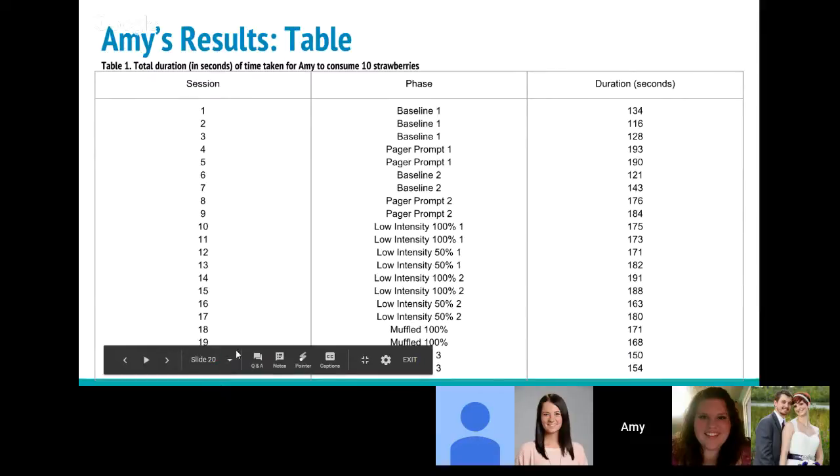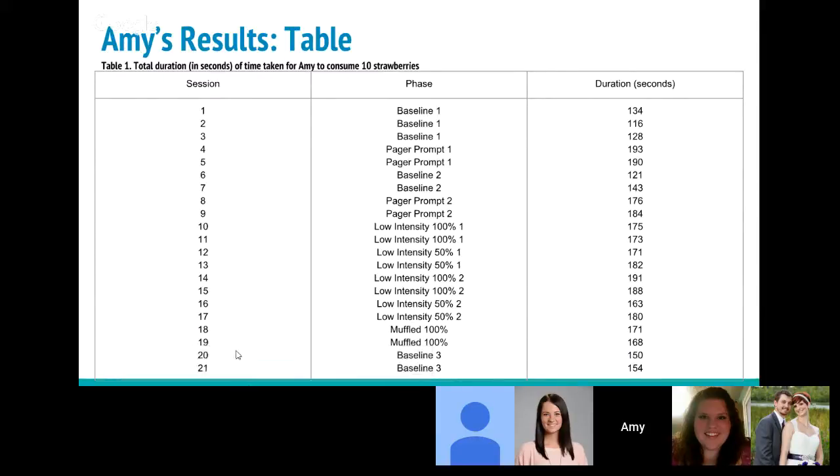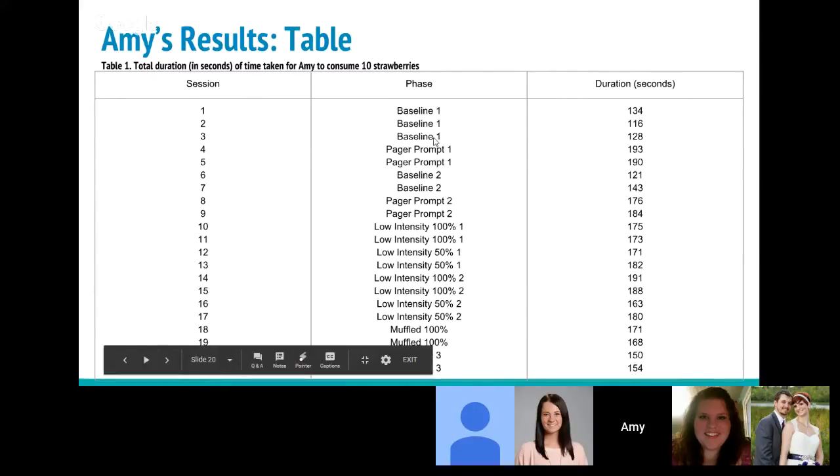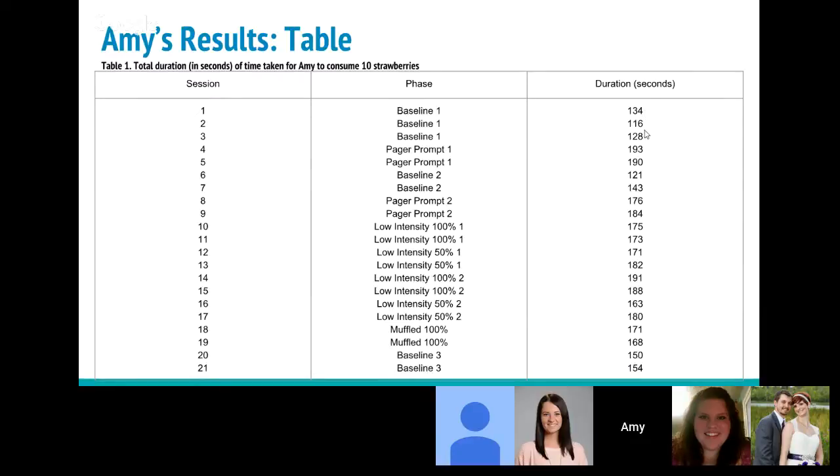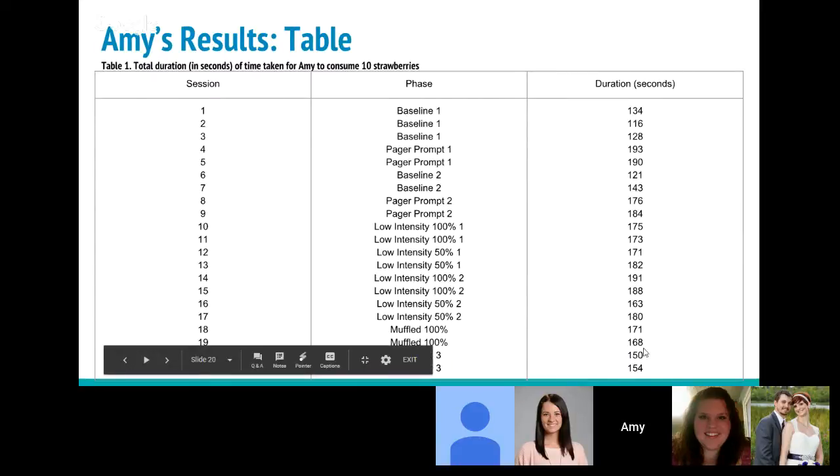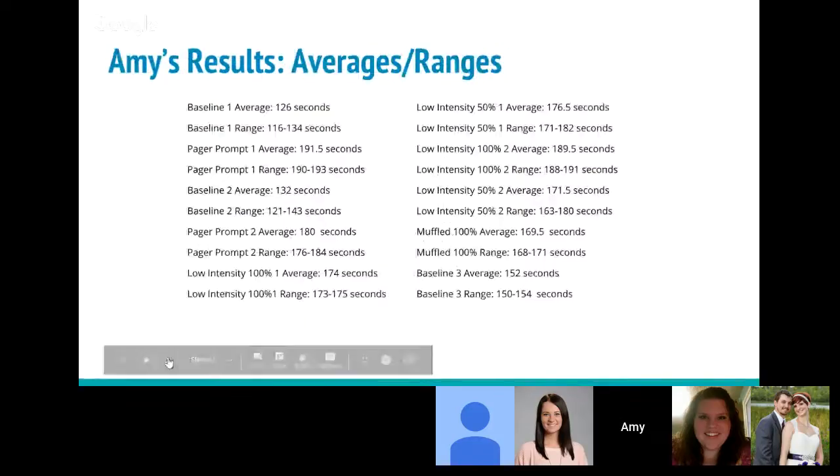This is the total duration in seconds of time it took me to consume 10 strawberries. So it does seem like the baseline was a little bit quicker than with the prompting. As you go through the phases, it does drop down a little bit, but not quite to the first baseline level, for the baseline 3 at the end of the study. And these are my averages and ranges for each of the phases for my strawberry eating.